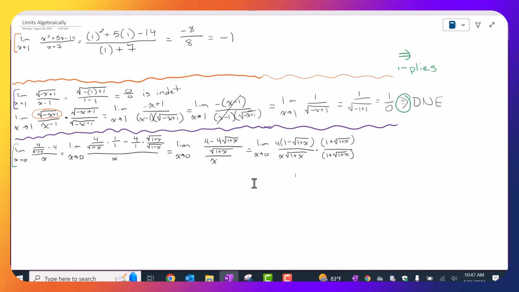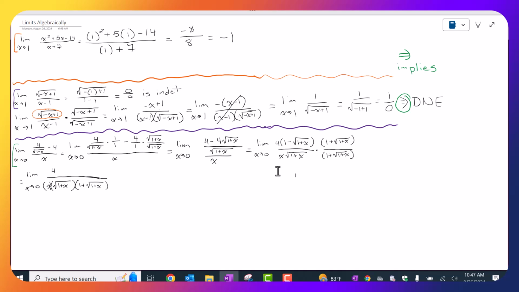And I'm actually going to come back to the left again here, and so I'm going to go equals our limit as x approaches 0 of 4 over, and I'll write the denominator and then I'll write the numerator. We have x times the square root of 1 plus x. Really that's 2 factors, so I shouldn't group it like that. I should group each factor individually. So we have x times the square root of 1 plus x times 1 plus the square root of 1 plus x.